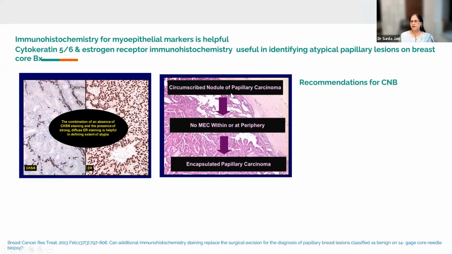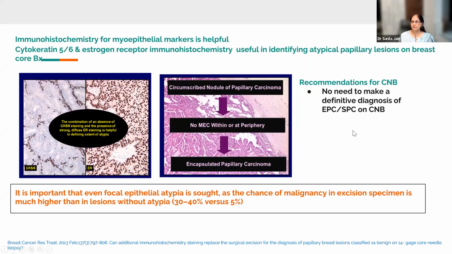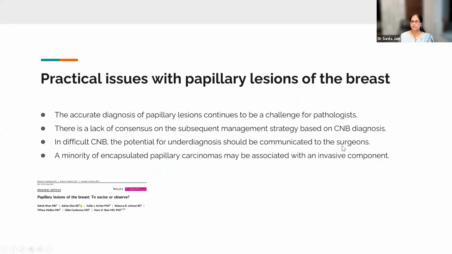If we have a circumscribed nodule of papillary carcinoma, we will not see any myoepithelial cells at the periphery, so it will be encapsulated papillary carcinoma. We don't make a diagnosis of EPC or SPC on needle biopsies. It is important that even focal epithelial atypia carries a chance of malignancy; in the excision specimen it is much higher than in lesions without atypia. So we should carefully look for the presence of atypia in a papillary lesion.